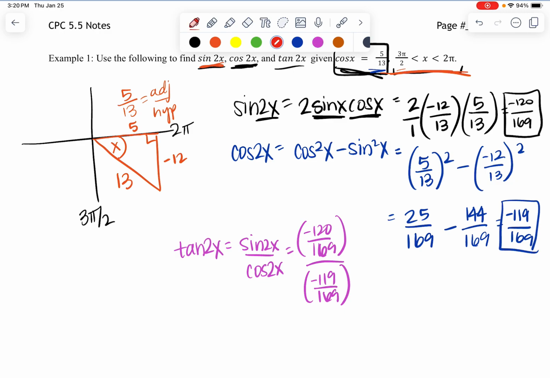We talked about a little shortcut. If they're both divided by 169, those 169s do cancel out, and actually my negatives will cancel out as well. So I end up with 120/119 as my tangent of 2x answer.